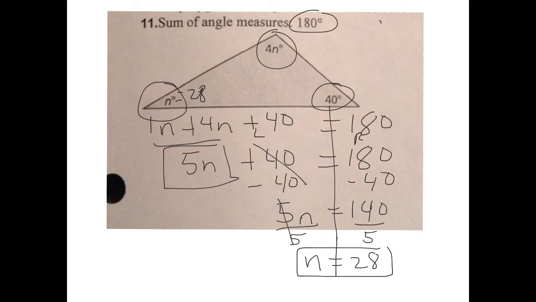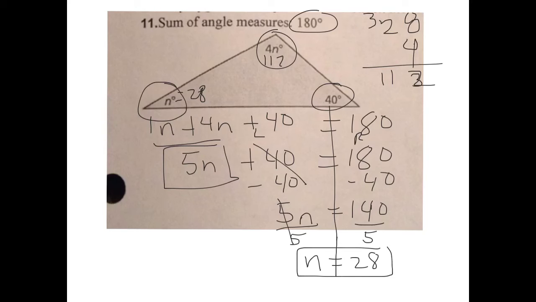This angle is 4 times 28. So 4 times 8 is 32. Carry the 3. 4 times 2 is 8, plus 3 is 11, so that's 112. So this one is 112.